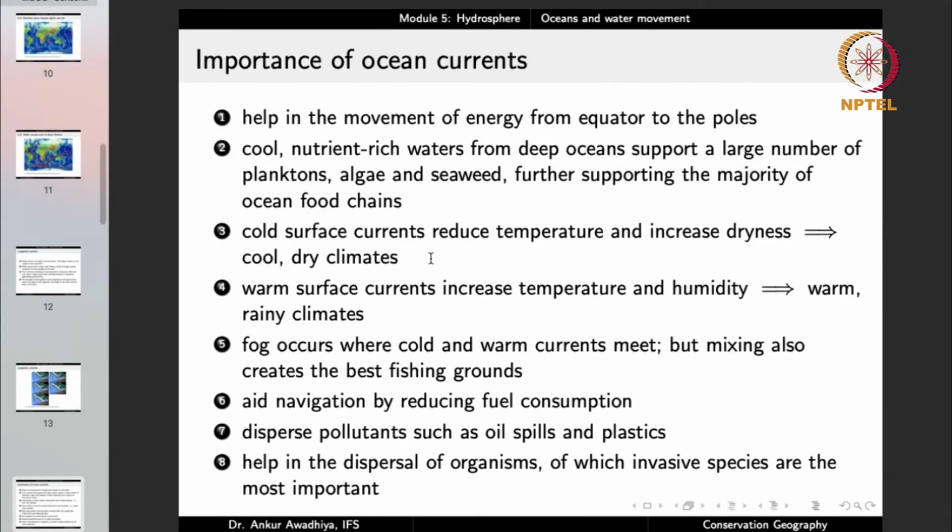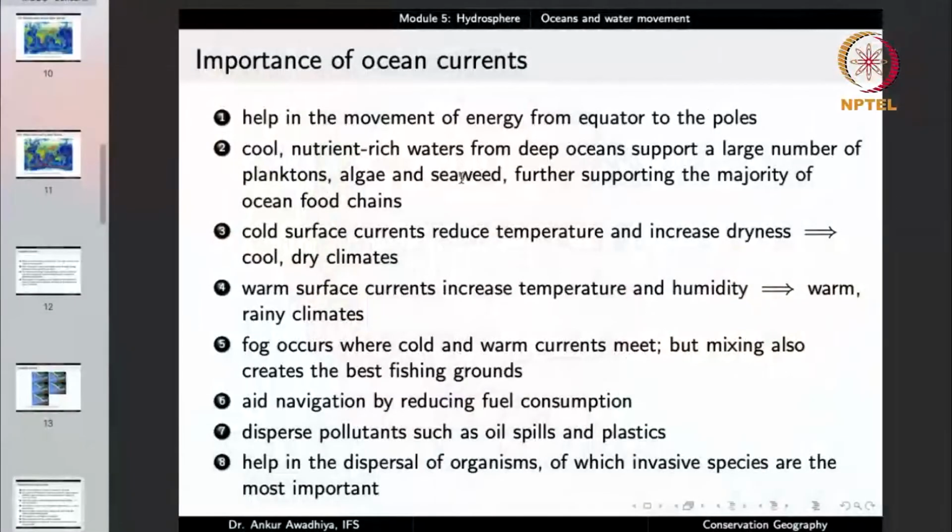Cool surface currents reduce the temperature and increase dryness. Because they are cold, they make the surroundings cool. And being cold currents, they do not add moisture to the air, so they make the air drier, and so these result in cool and dry climates. Whereas warm surface currents do the opposite. They increase temperature and humidity and result in warm and rainy climates.